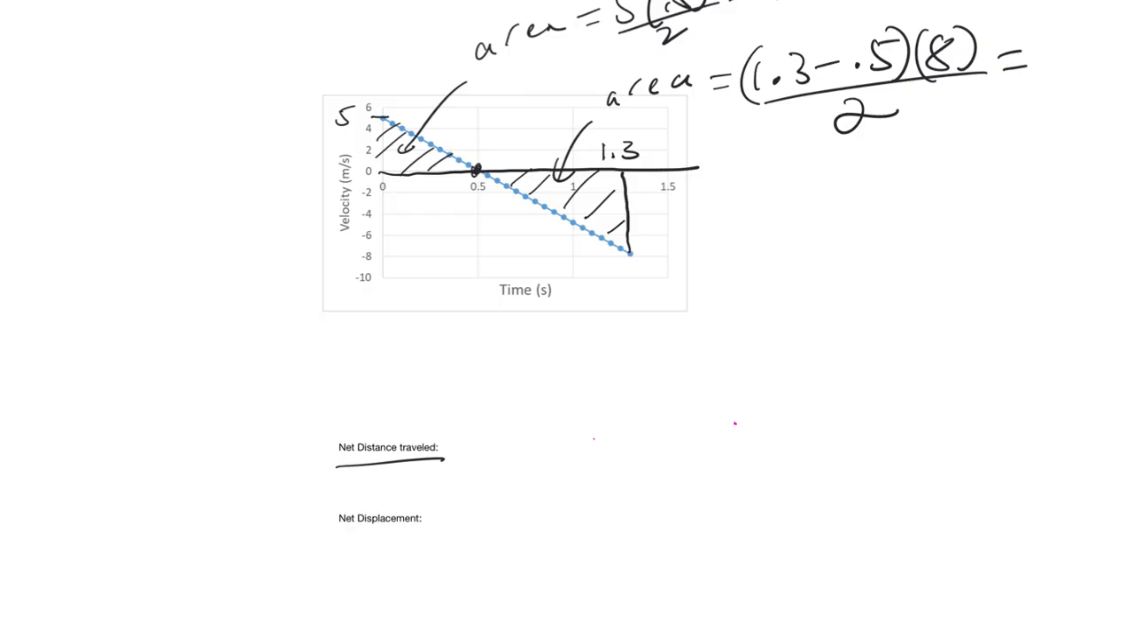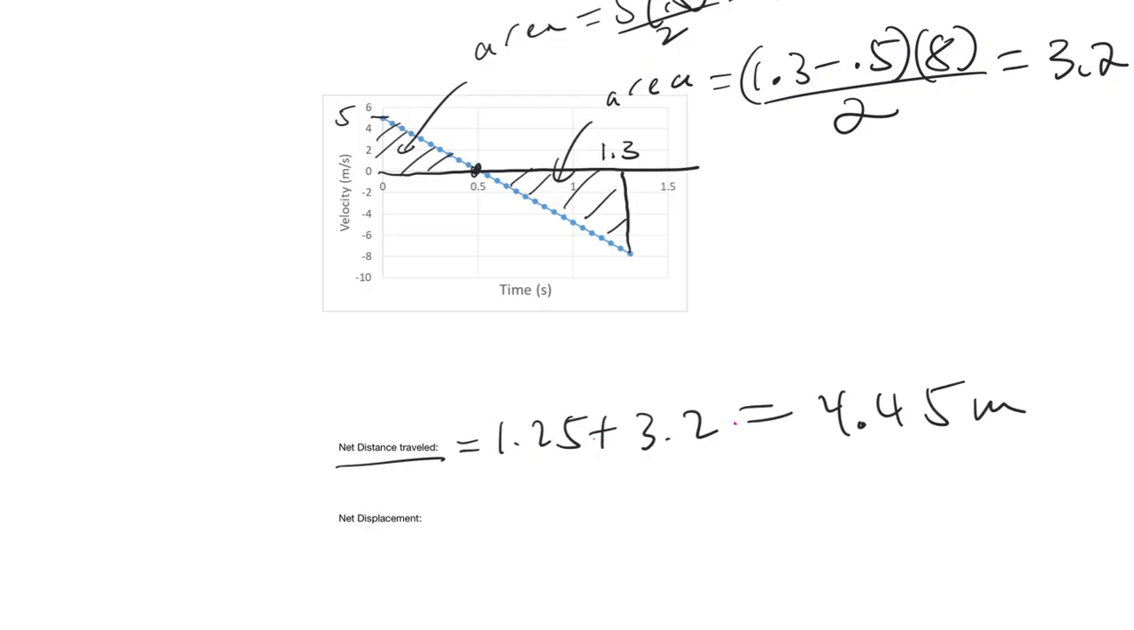So that comes out to be 1.3 minus 3.2. So the net distance traveled is the sum of all those areas. 1.25 plus 3.2 is 4.45.